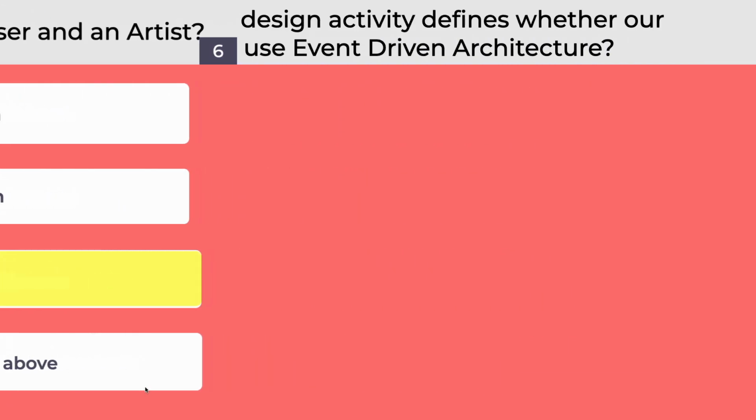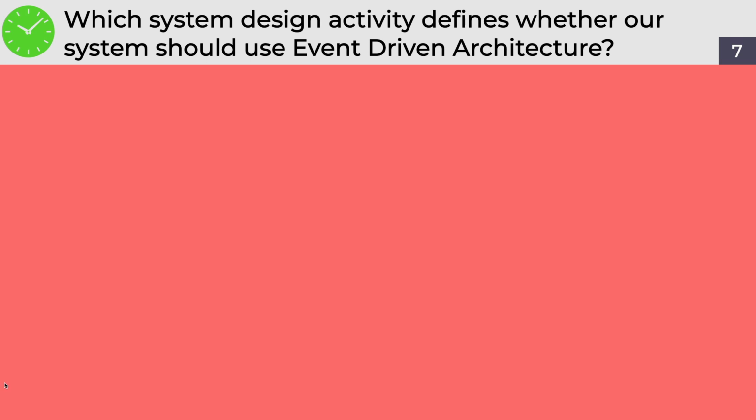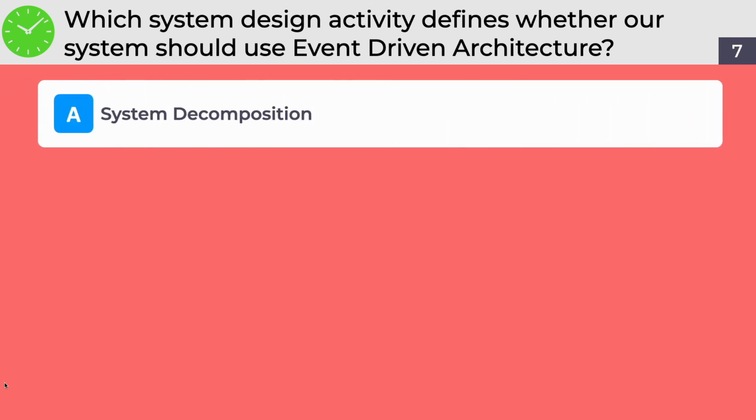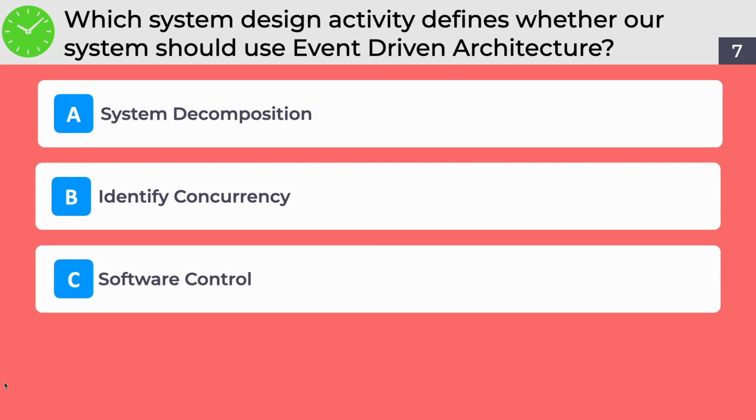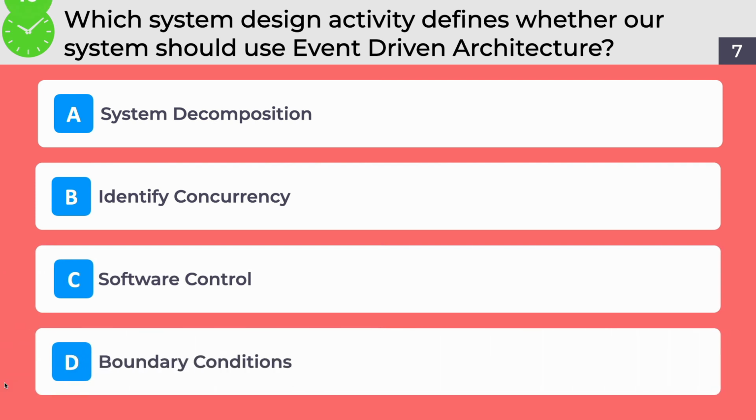Question number 7. Which system design activity defines whether our system should use an event-driven architecture? Option A, system decomposition. Option B, identify concurrency. Option C, software control. Option D, boundary conditions. Your time starts now.